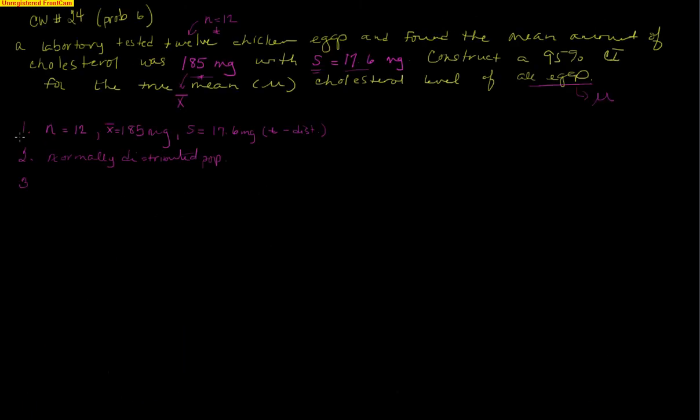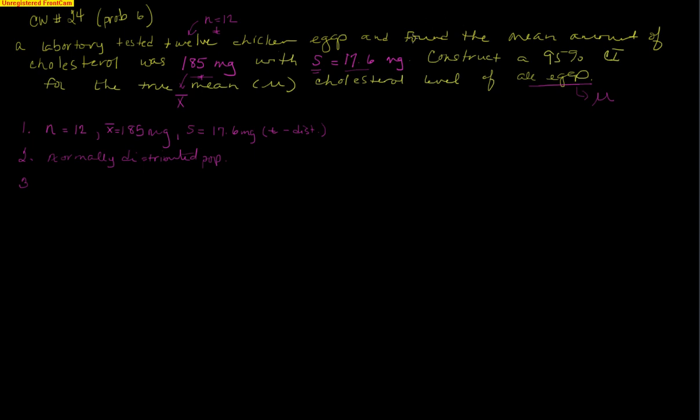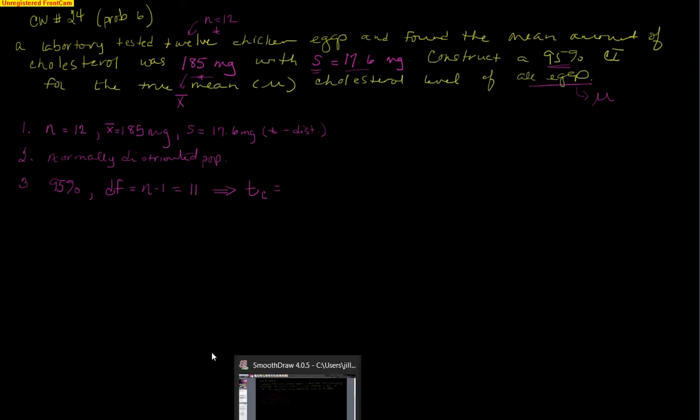So we're going to have to find the critical value. The critical value is based on 95% confidence. And we have something called degrees of freedom, which is equal to n minus 1, which in this case is 12 minus 1, which equals 11. We're going to go to the t-table, and that will tell us the t value. Let me pull up a t-table here.